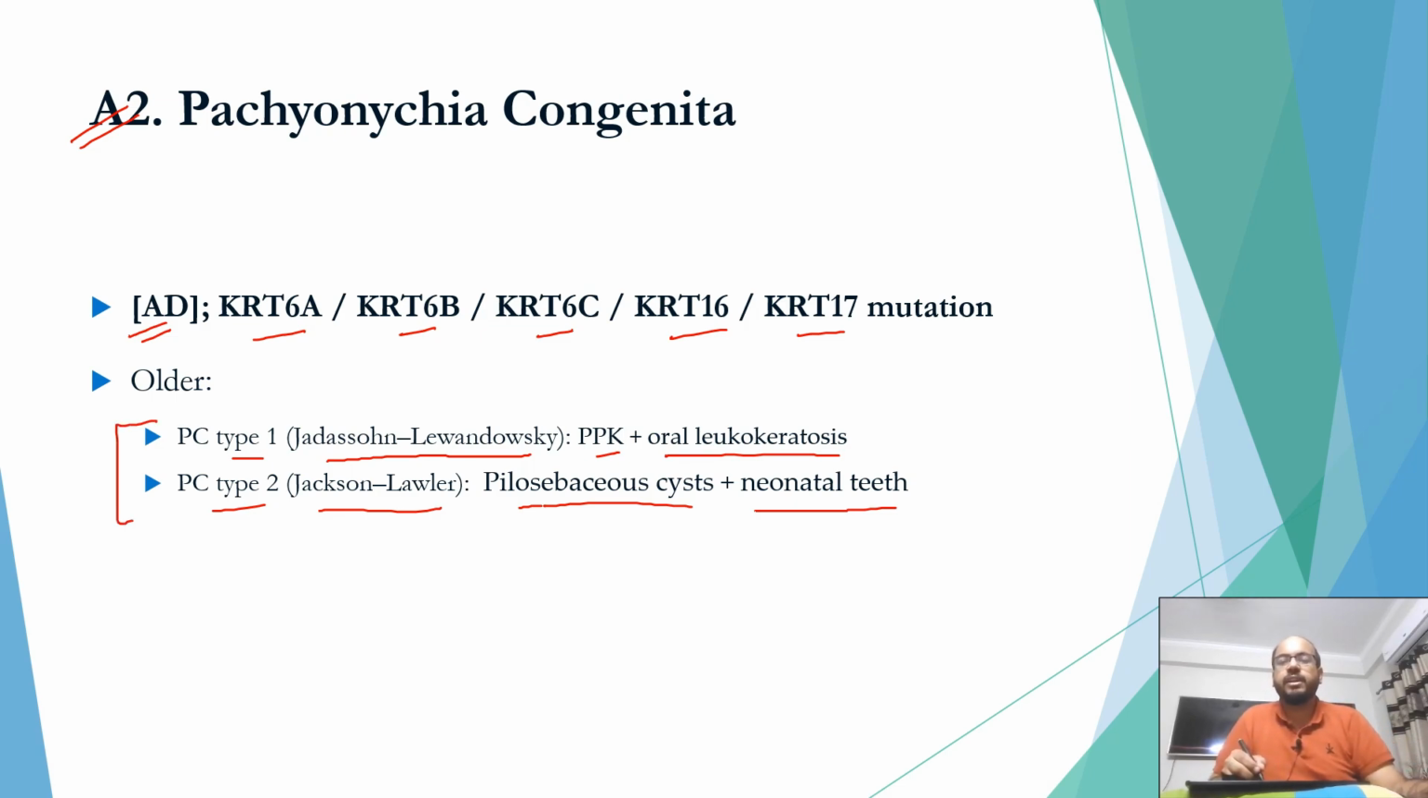Now we know that in the recent classification, the individual gene defect is taken as the point of classification. That means we don't group PC into type 1 and type 2 now. We see PC with 6A mutation, PC with 6C mutation, PC with 17 mutation, because we know that each genetic mutation has its own clinical features. So we have 5 types of PC depending on what gene is mutated. Clear? Let's move forward.